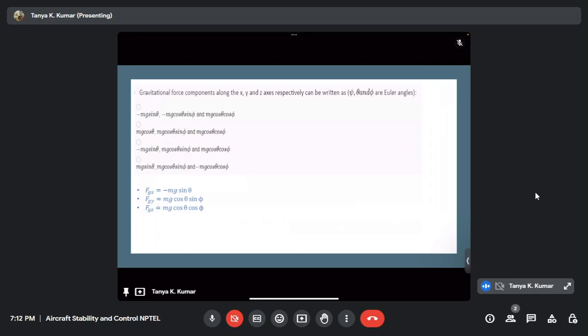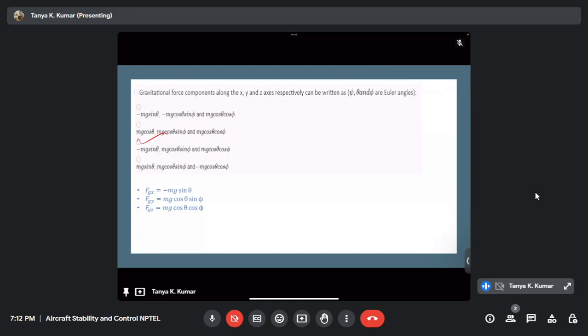It's direct, I've given you the values. Which is the right answer? Fx is minus mg sine theta, then you have mg cos theta sine theta, and then you have mg cos theta cos theta cos phi. It's this one, right? Okay.